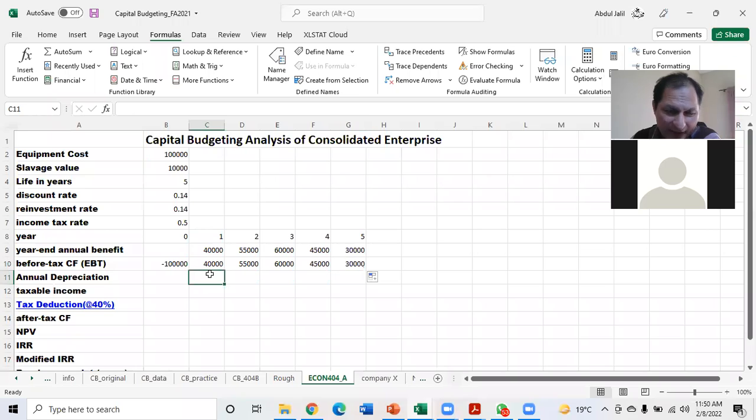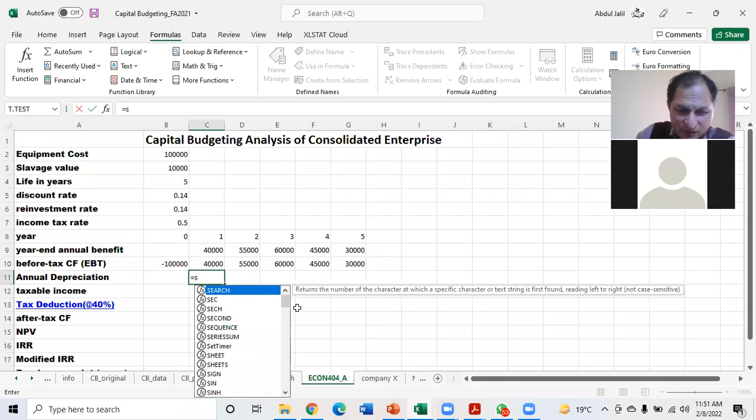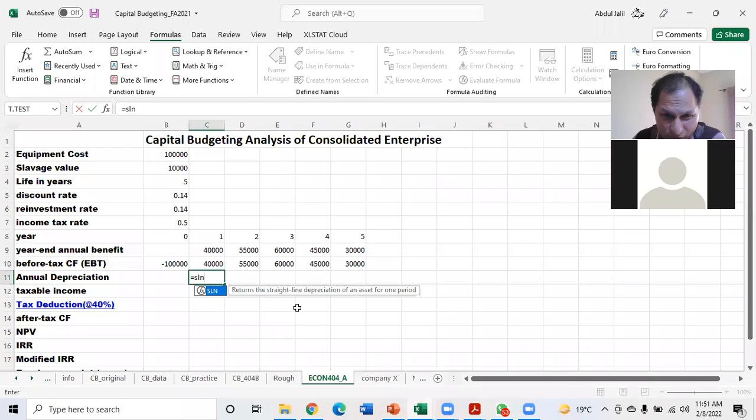Then you will go to the annual depreciation. What is the annual depreciation here? It is a straight line method we are going to apply, right? And we are assuming that in this situation, a 10% straight line depreciation procedure has been used. So we are going to apply straight line depreciation, SLN, right? SLN returns the straight line depreciation of an asset for one period. So you can apply this method and find out depreciation.